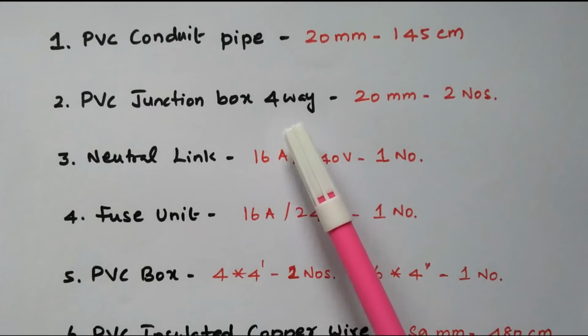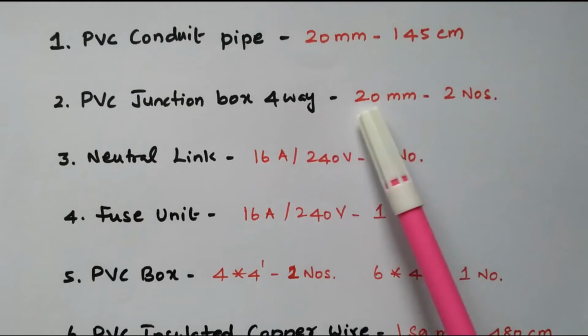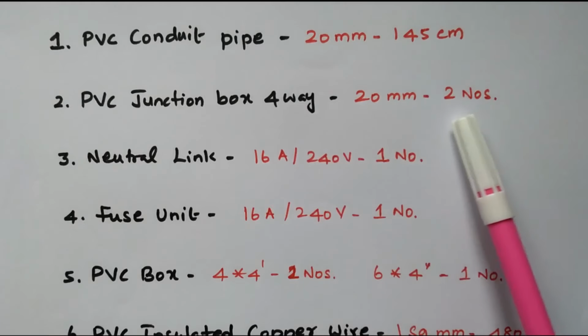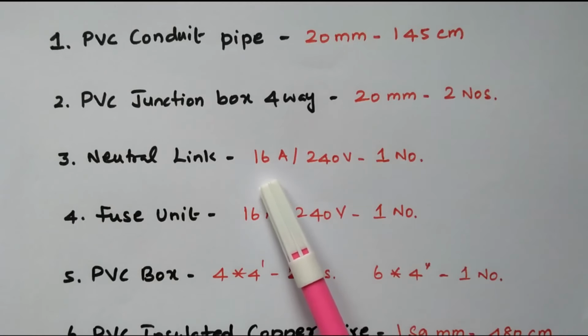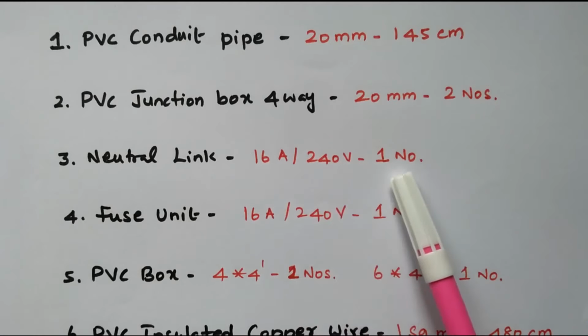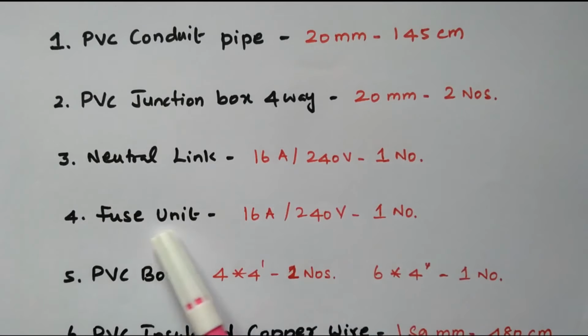PVC junction box 4-way, because we need 4 ways available: one going to the lamp, another going to the lamp, then the plug point, then the switches. So a 4-way junction box is needed, 2 numbers. The neutral link is 6 ampere, 16 ampere, 240 volt, 1 number required. Fuse unit 16 ampere, 240 volt, 1 number required. Then PVC box 4 x 4 inch, 2 numbers required, and 6 x 4, 1 number required based on the requirement.